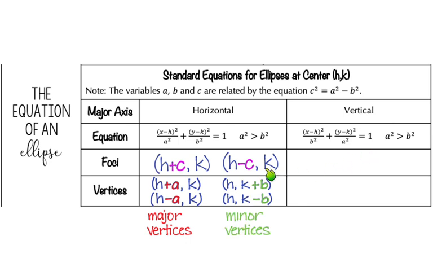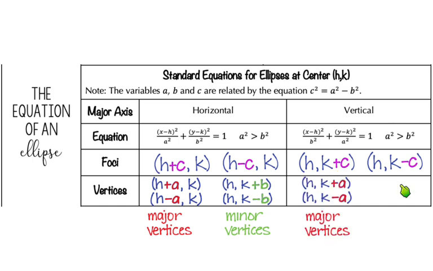With a vertical, we're still using A, B, and C, but we're not adding into the same part of the center. So for the foci, you're going to be adding to the K in the center, K plus C, and you're also going to do K minus C, and you'll have your two foci. For your vertices, the same thing here. For the major axis, we're going to be adding and subtracting A to the K, and that's going to give us our major vertices. But for our minor vertices, we're going to be adding B to the H. And again, you can kind of see that since B is under x, that's what we're adding the B to and subtracting from to get our minor vertices.